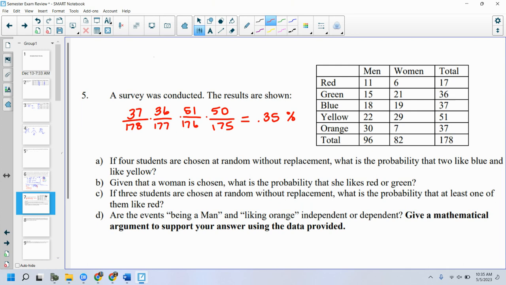That's probably getting exactly 2 that like yellow and exactly 2 that like blue. Given that a woman is chosen, what is the probability that she likes red or green? Okay, so how many women total? 82, right? What's the probability of red or green? 6 plus 27, so 27 total out of my 82. 27 over 82.